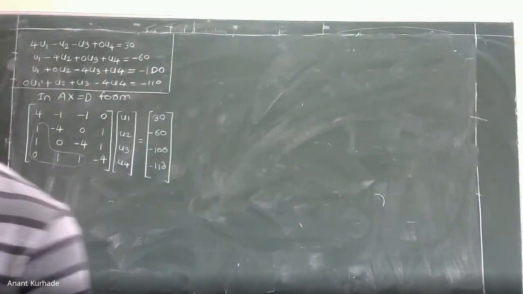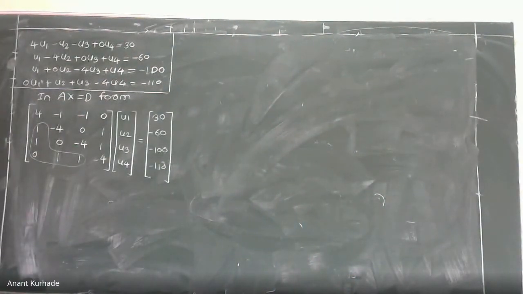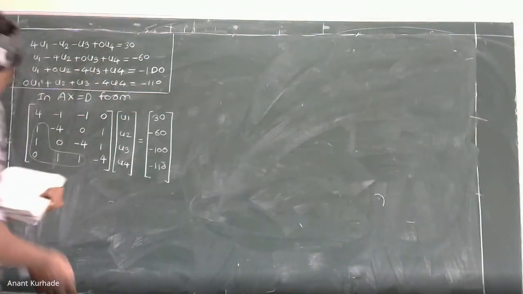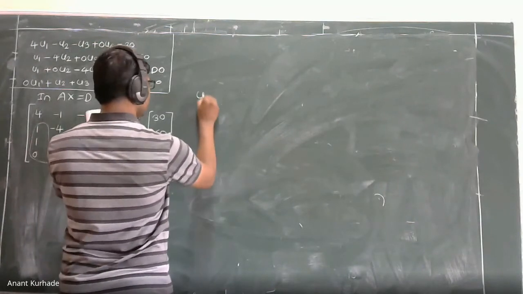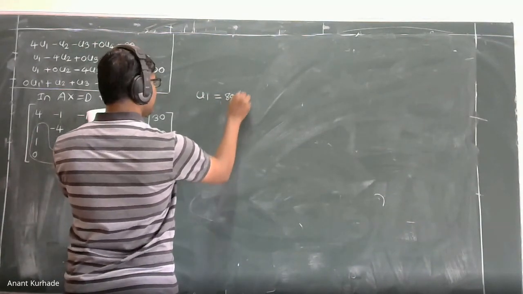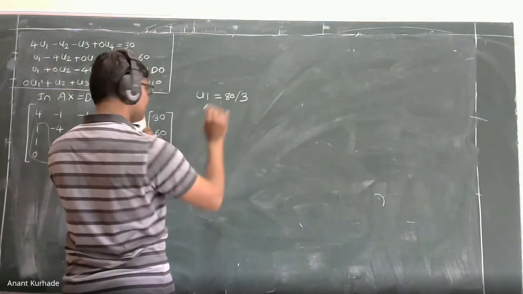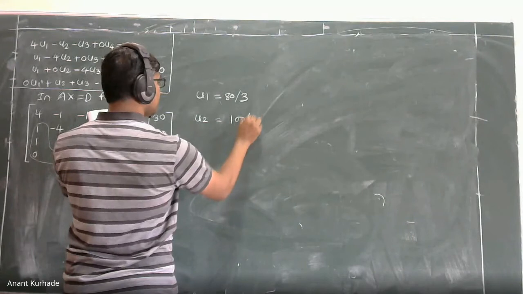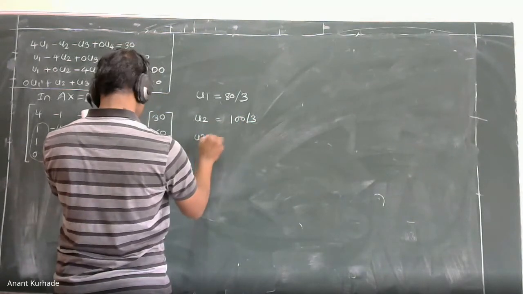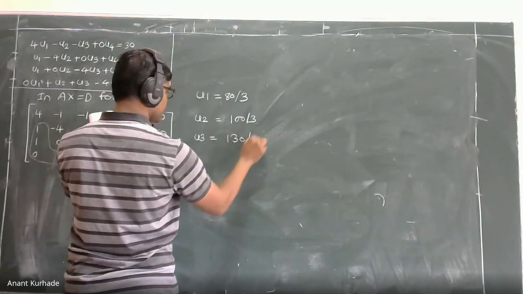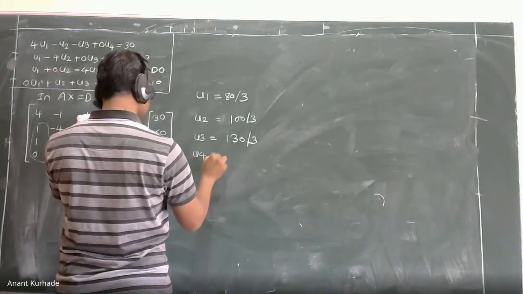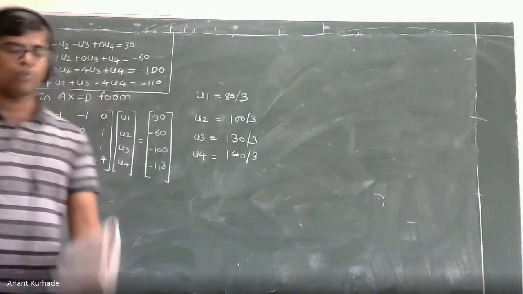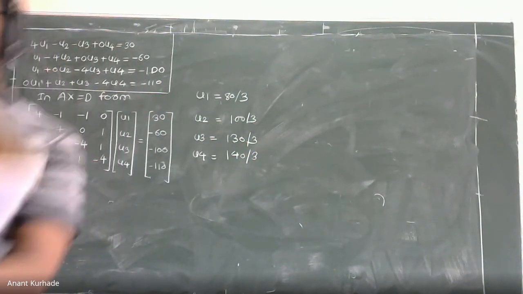Solve this at home and try to check these values. I will write only the answer. So U1 is equal to 80 divided by 3. You can write it up to 4 decimal places, no problem. U2 is equal to 100 divided by 3. U3 is equal to 150 by 3. And U4 is equal to 140 divided by 3. You can write this up to 4 decimal places, or you can keep it as it is.